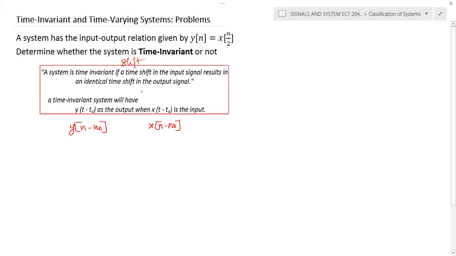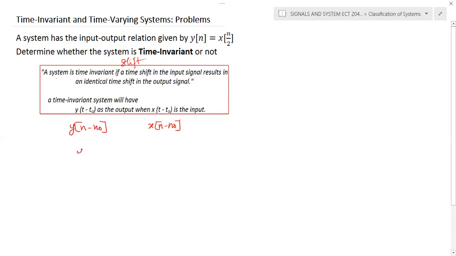Sometimes in questions you can see the words shift invariance. Check the shift invariance property. So both indicate the same thing: time invariance and shift invariance. Shift invariance is a general term. The independent variable can be anything like time, space, angle, etc. So that's why some textbooks use the common name, shift invariance.